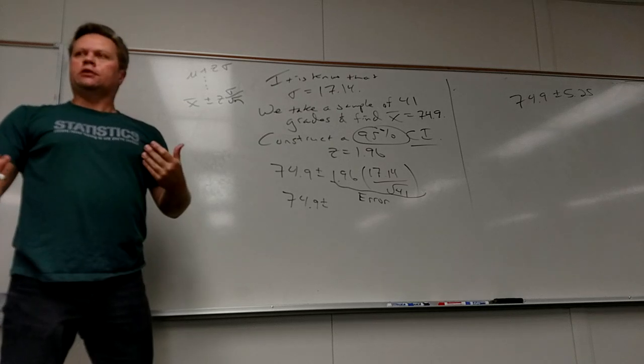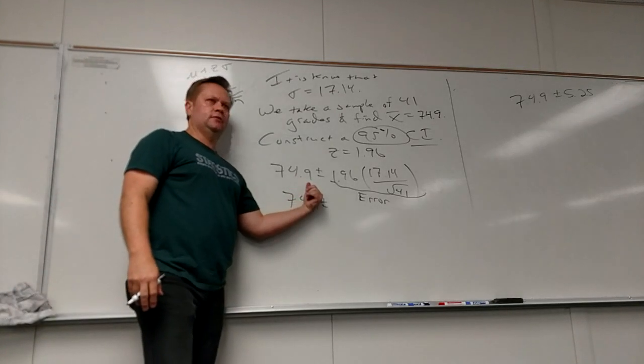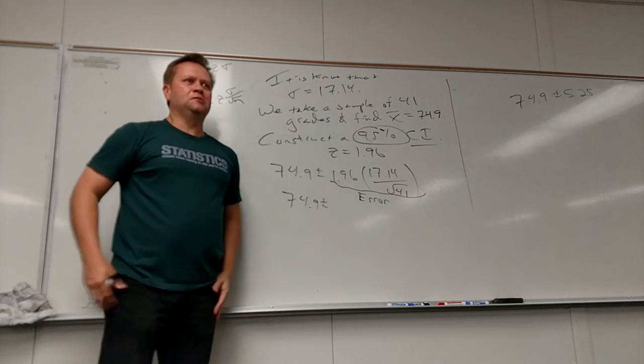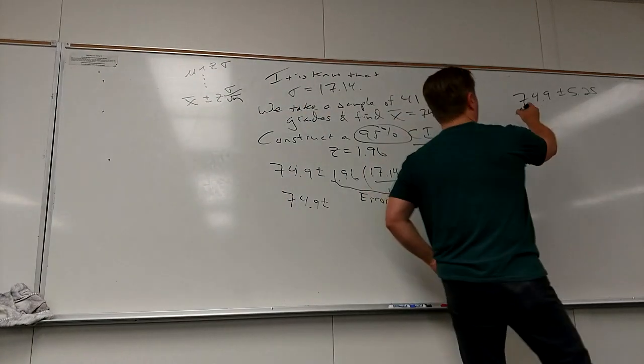So in general, the error, you should take it out one more decimal place than your mean. So that's beautifully done. And now you just subtract it, add it.